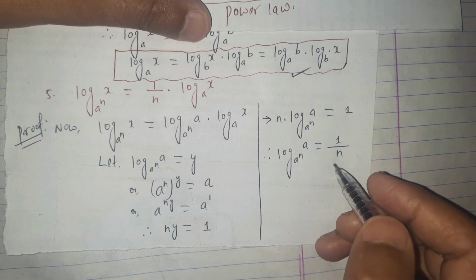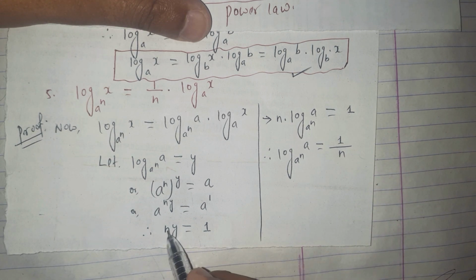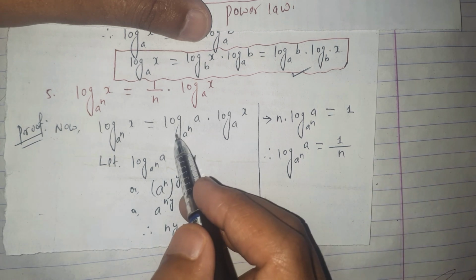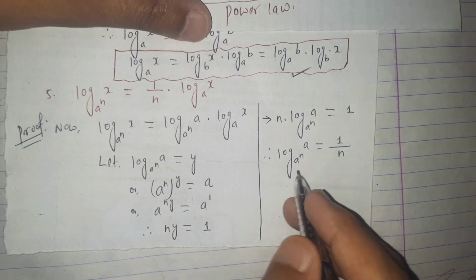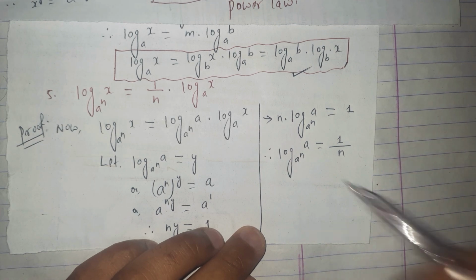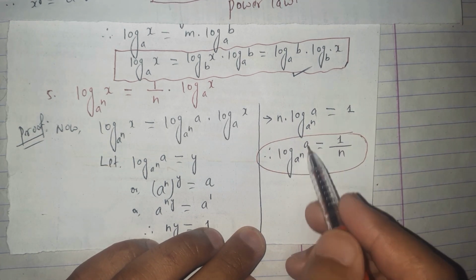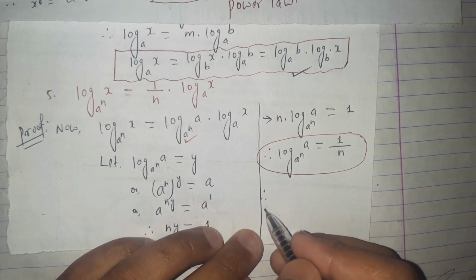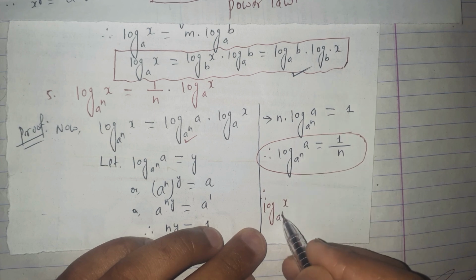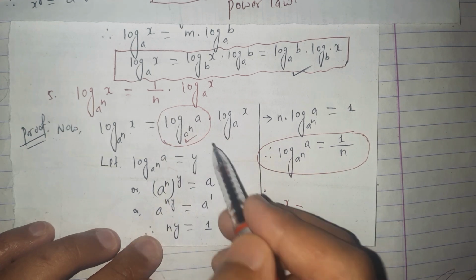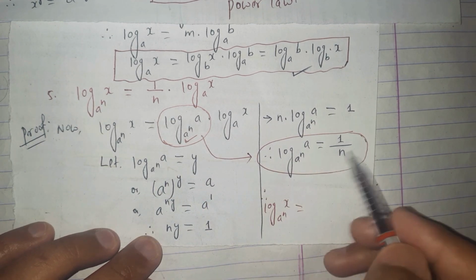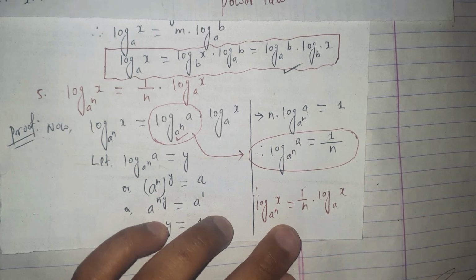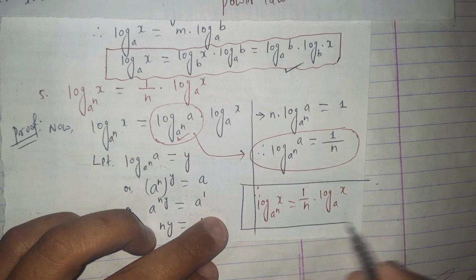n times y is 1, so y is 1 over n. Therefore, from our first equation, by substituting the value of log of a with base a raised to the power n, we got log of x with base a to the power n is equal to 1 over n times the log of x with base a. This is the proof.